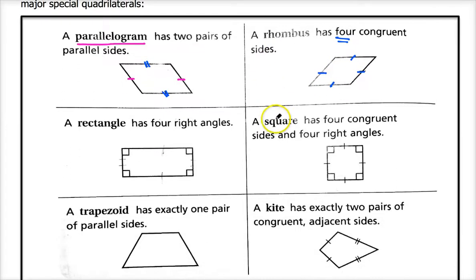A rectangle is another special type of parallelogram. A rectangle is a parallelogram because it has 2 pairs of parallel sides, but those sides all form right angles. So a rectangle has 4 right angles. A square is a special type of rectangle. It has 4 right angles, but it also has all of its sides congruent.